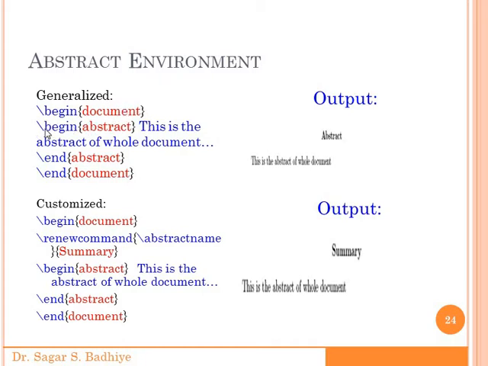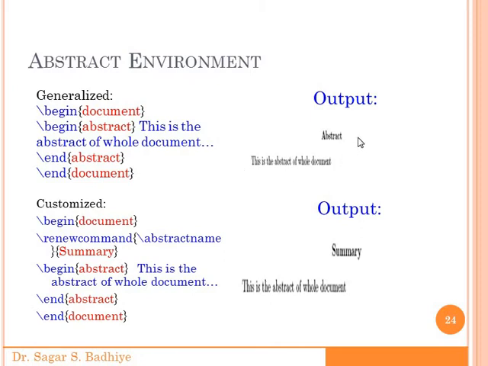So anything within \begin{abstract} and \end{abstract} will be part of the abstract. By default, the heading of the abstract will be capital A, small b, "Abstract". This will be the default name. So when you write anything within begin abstract and end abstract, it will be part of the abstract and the output will appear like this.